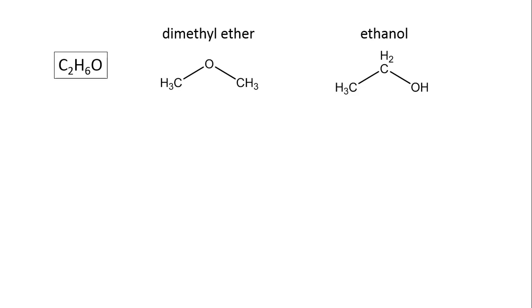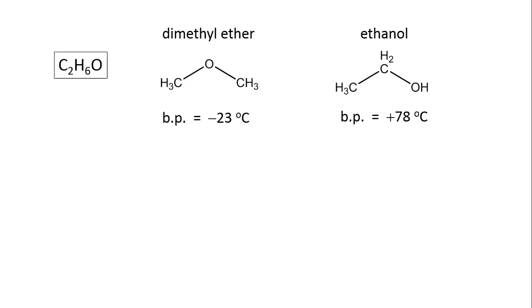In this example, the physical properties vary widely. Dimethyl ether has a boiling point of -23 degrees C, whereas ethanol's boiling point is +78 degrees C. Why do the two vary so widely? We should recognize that ethanol can participate in hydrogen bonding, whereas dimethyl ether cannot.